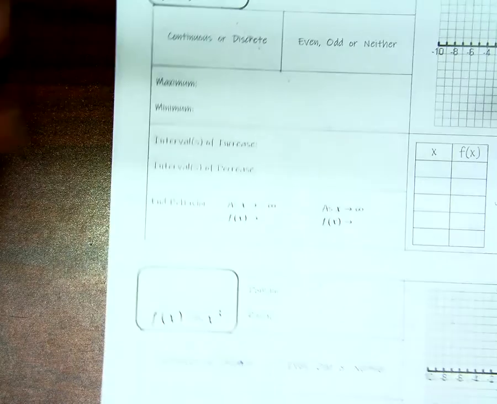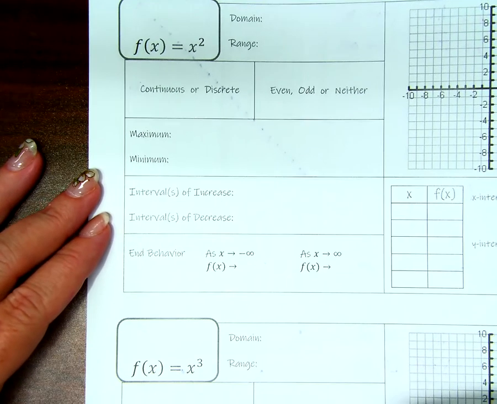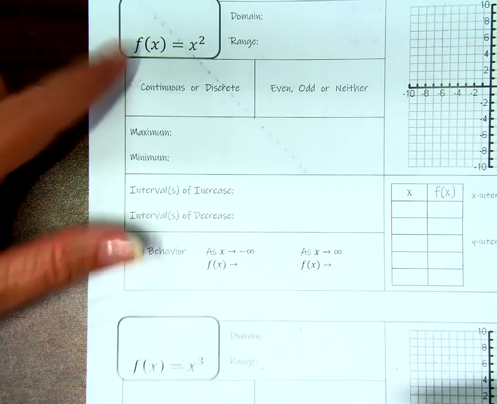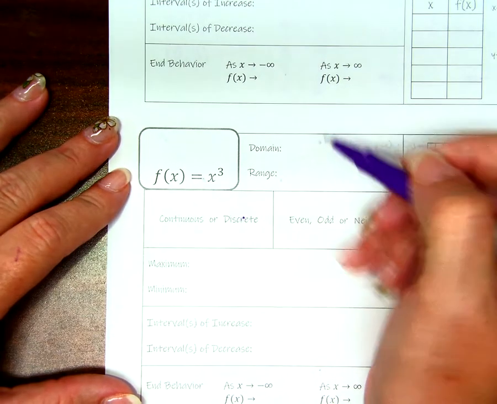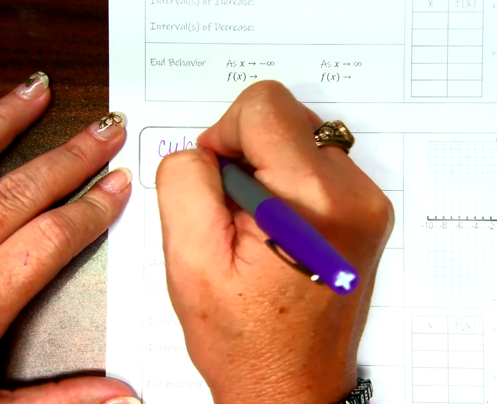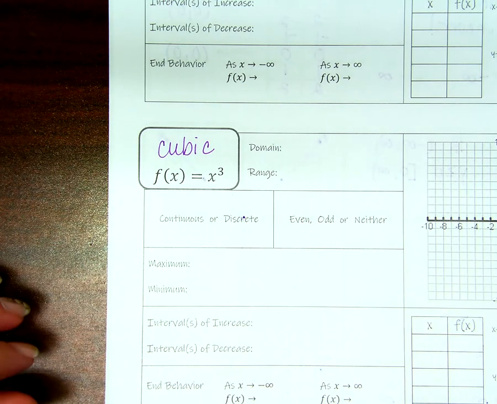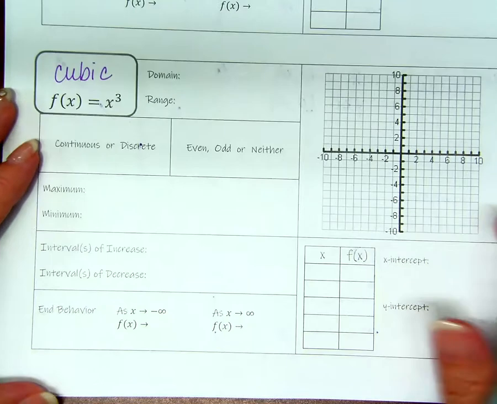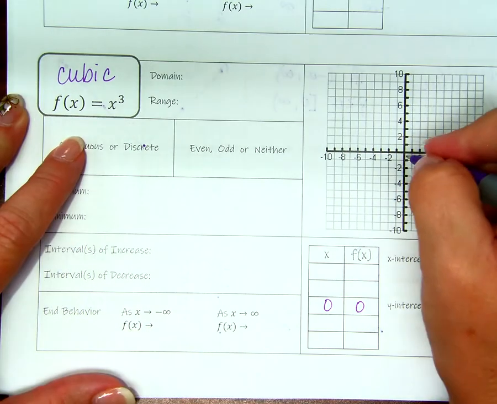Okay, we have like 3 minutes. Which one of these do you want me to start on? Top or bottom? Bottom? Oh, you already know what it's called? Excellent. We're going to call it a cubic. I know it has a cube in it, but we call it a cubic function. Okay? So we graph it. 0, 0. Is that right? Because 0 cubed is 0.